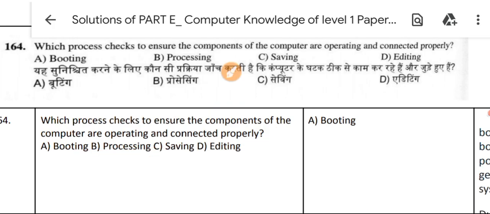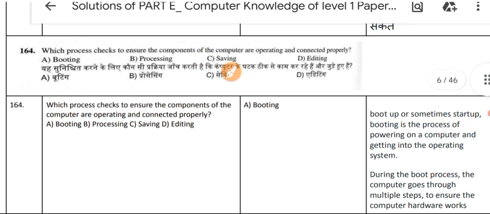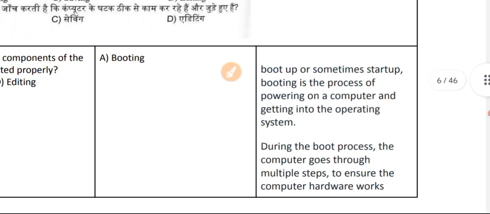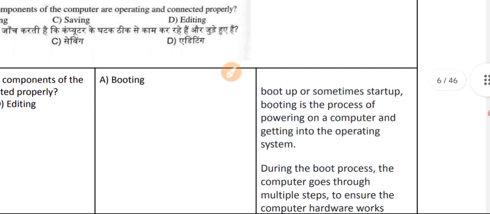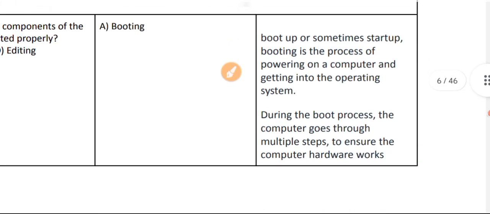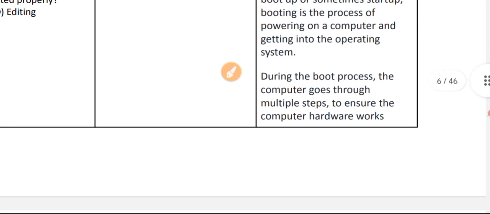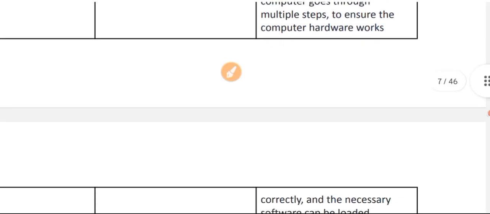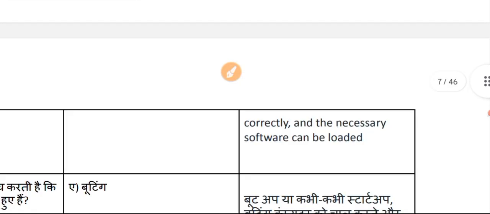Firstly, we check through booting. When you turn on a computer, the first thing the computer does is the booting process. Boot up is something like startup. Booting is the process of powering on a computer and getting into an operating system. During the booting process, the computer goes through multiple stages to ensure the computer hardware is connected correctly.